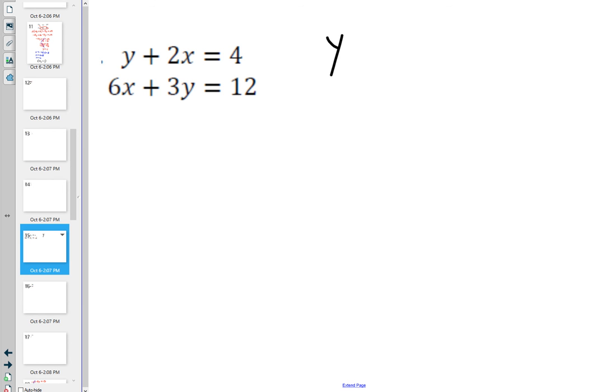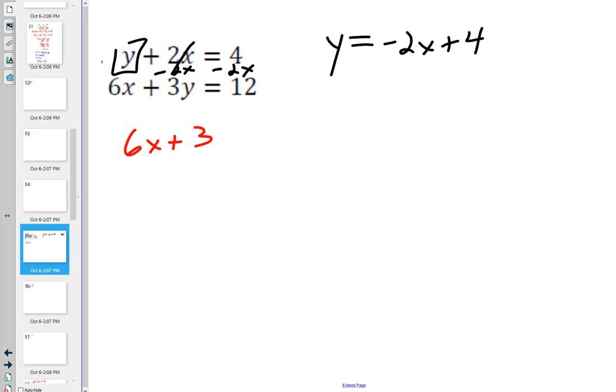Now, if I use substitution, nothing's solved for me, but I do have this y that has a 1 in front. So I'm going to choose to go minus 2x and minus 2x. So then say that the top y is equal to negative 2x plus 4. I just want to show you that picking a certain method does not affect your solution. You got infinite solutions, right? Let's see what I'm going to get. So then I go to the bottom and say 6x plus 3, but not times y, times negative 2x plus 4 is equal to 12.